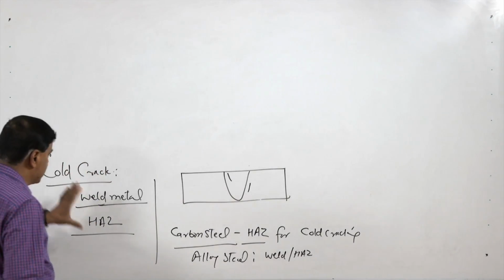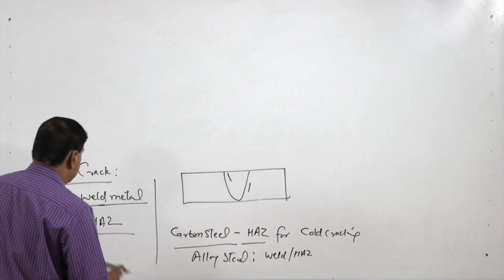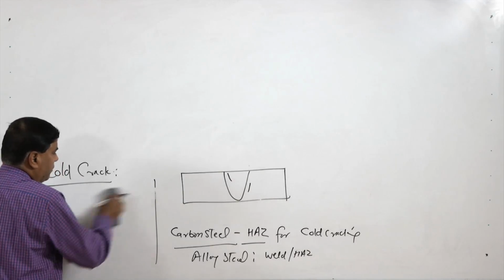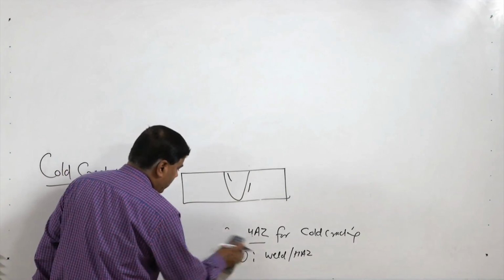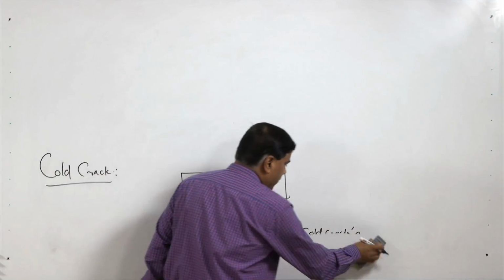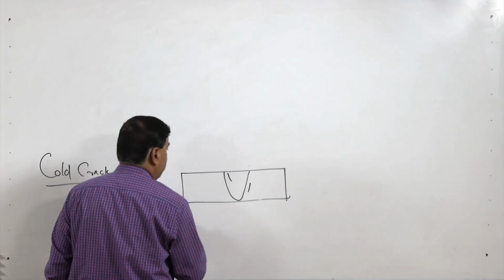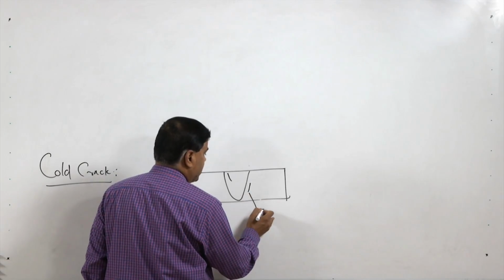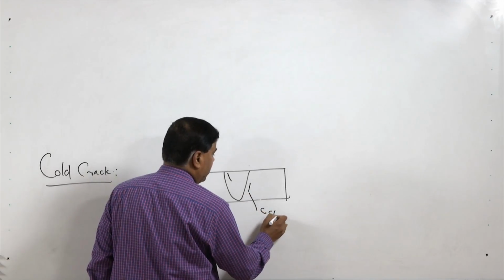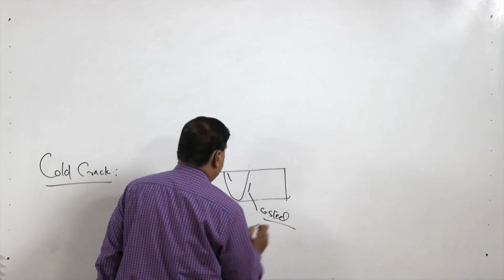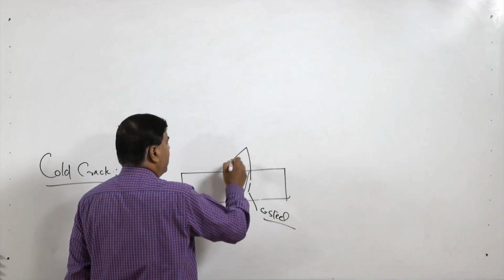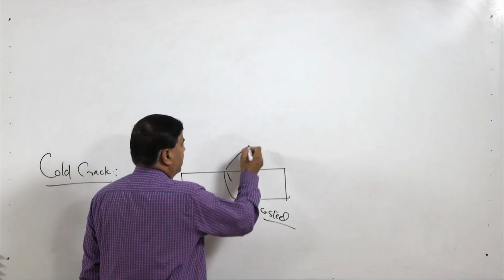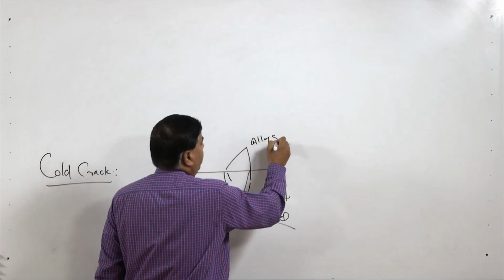So, this is about the metal systems and the kind of cold cracking and where it occurs commonly, in the weld or in the heat affected zone. This is common for the carbon steels, and in case of the alloy steels, both the weld as well as the heat affected zone.